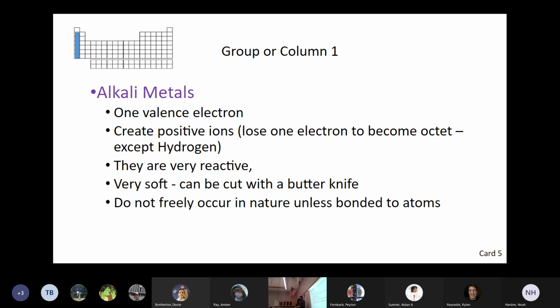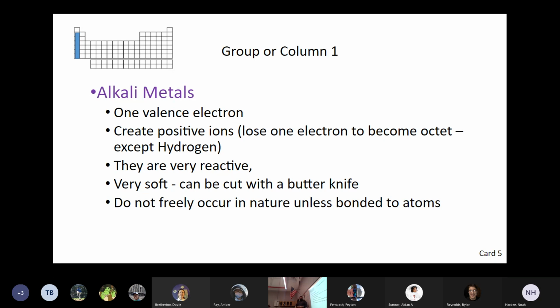They are very soft. They can be cut with a butter knife. And I can even show you guys some next week to do reactivity. Yeah, they're very, very soft. I can smash them between my fingers. I don't want to touch them though because they're very reactive.